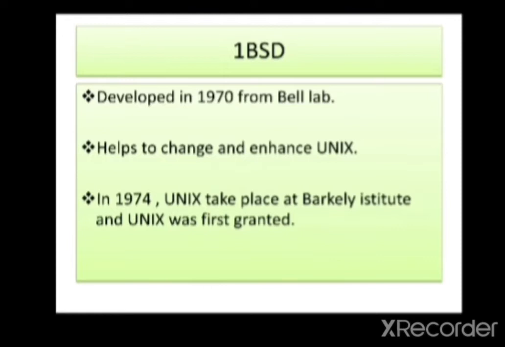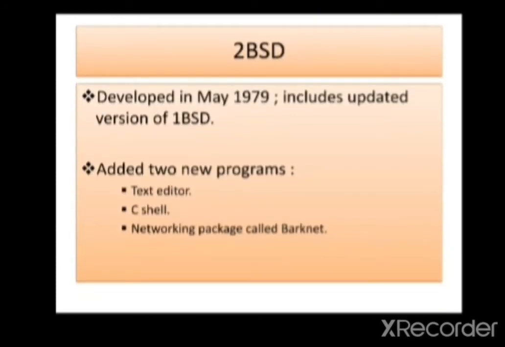Now we will see 1BSD. In the 1970s, Unix from Bell Labs provided the source code of the operating system, allowing researchers at universities to change and enhance Unix. In 1974, on the request of computer science professor Bob Fabry, the operating system took place at Berkeley and Unix was first granted.